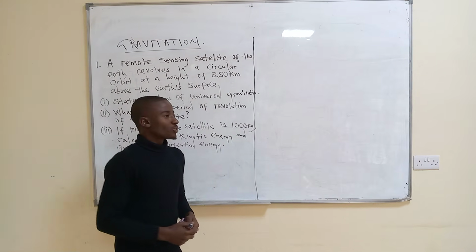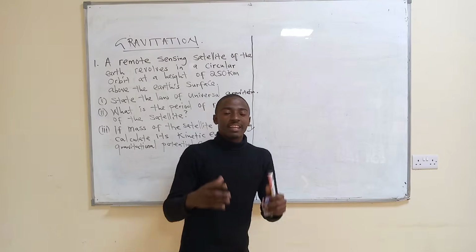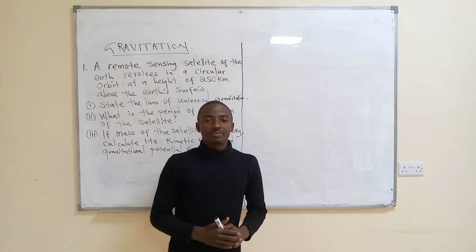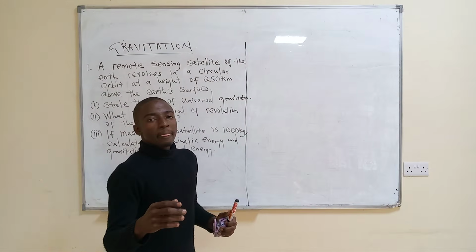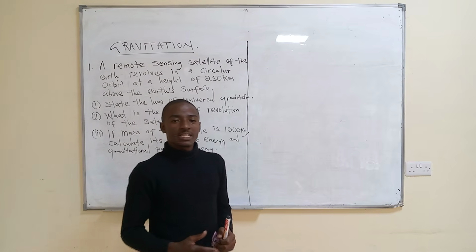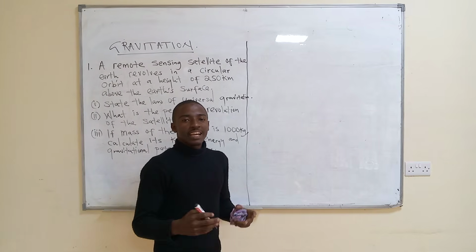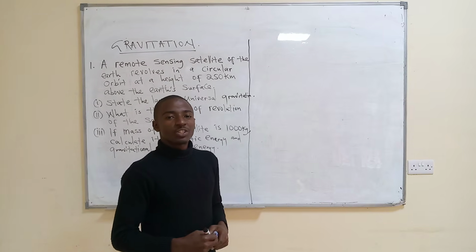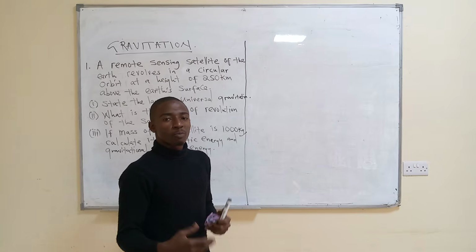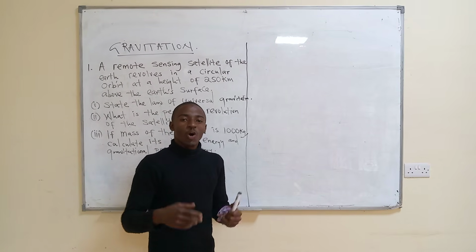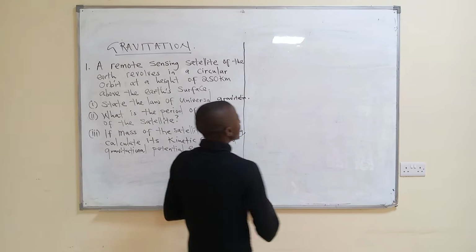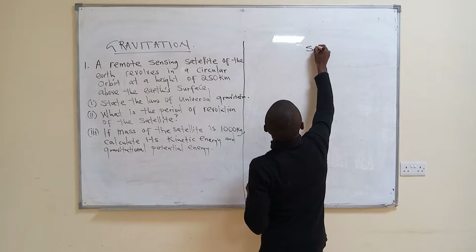What you have to understand is that the law of universal gravitation states that the forces of attraction between two masses is directly proportional to the product of masses and inversely proportional to the square of their mean distance apart. So let's write that. Solutions.